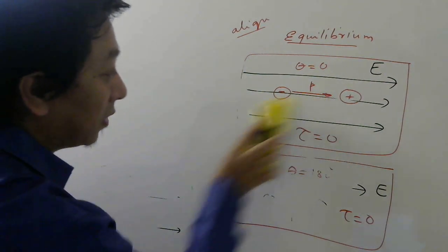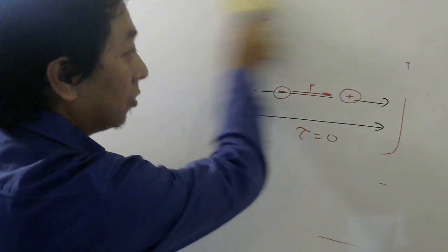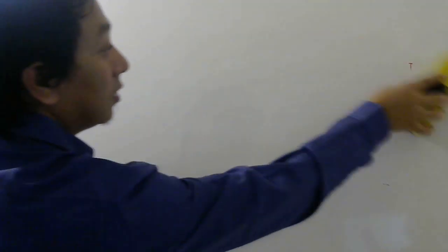When the dipole moment is in the direction of the electric field, or you can also say when the dipole moment is opposite to the electric field. And when is the torque experienced by the dipole maximum? When the dipole is kept perpendicular to the electric field. So that much, if you know, for board exams, it is enough.